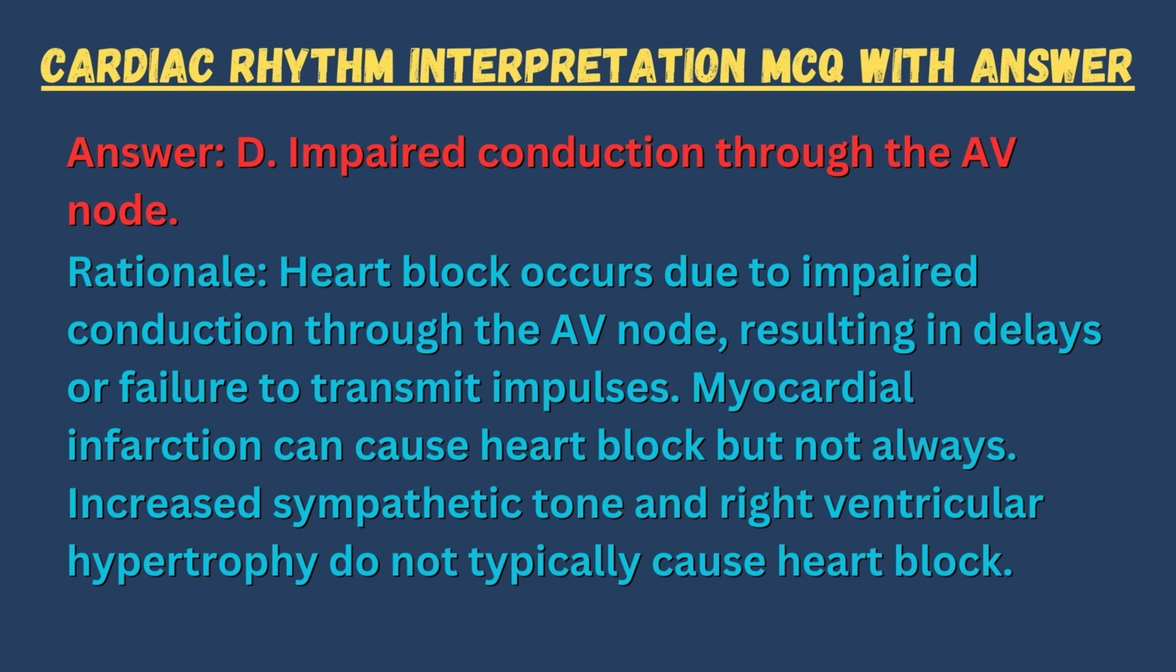Answer: D. Impaired conduction through the AV node. Rationale: heart block occurs due to impaired conduction through the AV node, resulting in delays or failure to transmit impulses. Myocardial infarction can cause heart block, but not always. Increased sympathetic tone and right ventricular hypertrophy do not typically cause heart block.